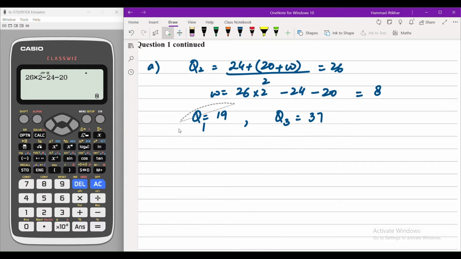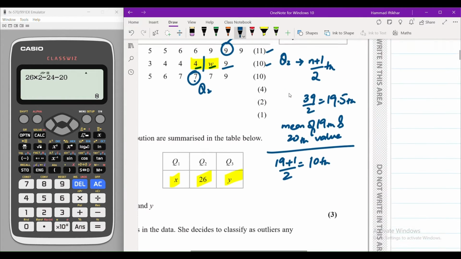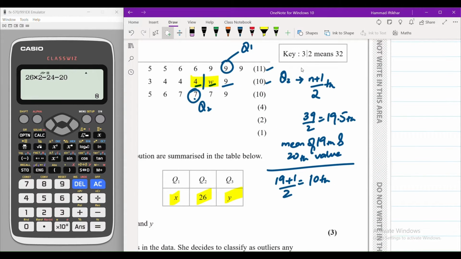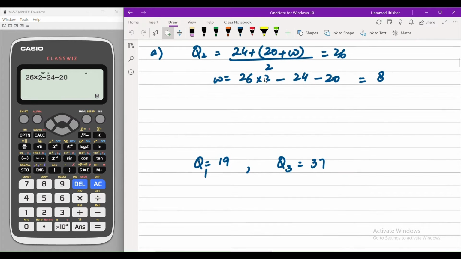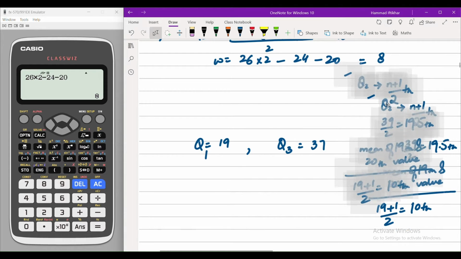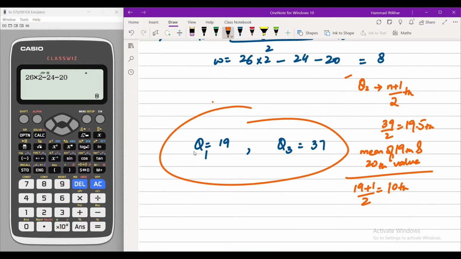We need to write that process also right here, so we'll just copy this over here, and keep it in a different color. So that is Q1 and Q3.